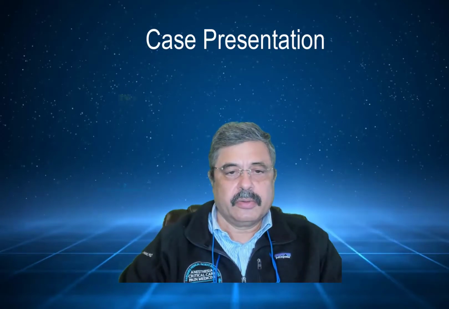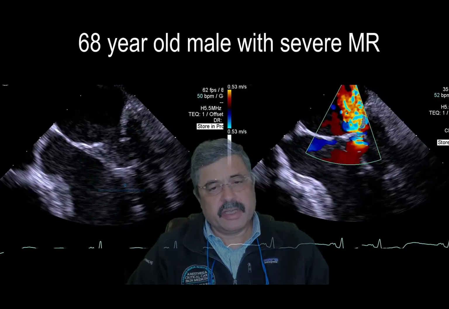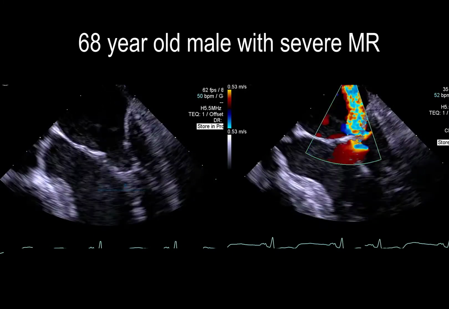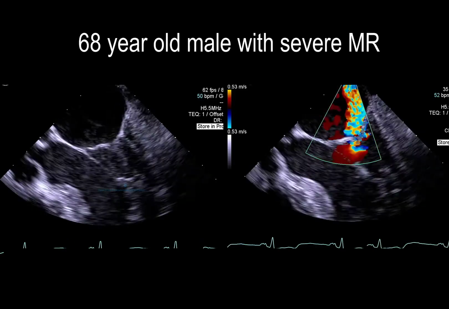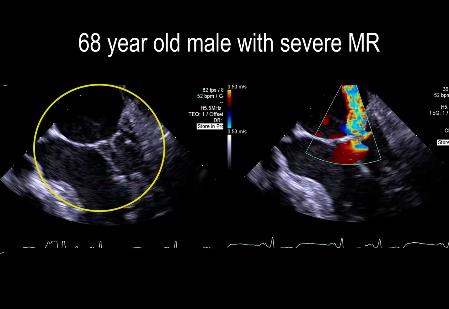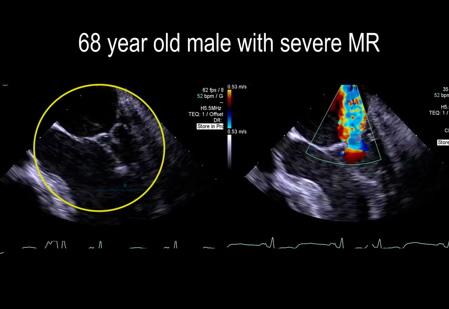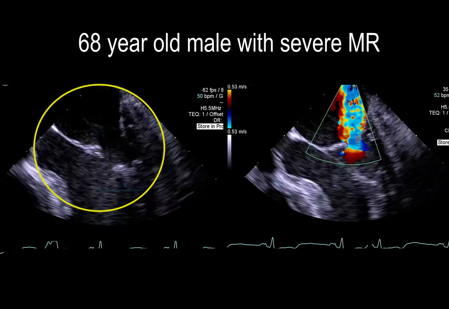So let's get straight to our case presentation, which demonstrates that it is a 68-year-old male with severe mitral regurgitation who was referred for a mitral clip procedure. And in this focused view of the mitral valve at 0 degrees, it is obvious that there is significant retraction of both anterior and posterior leaflets, with posterior leaflet retracted more than the anterior leaflet, and consequently there's an anteriorly directed jet.